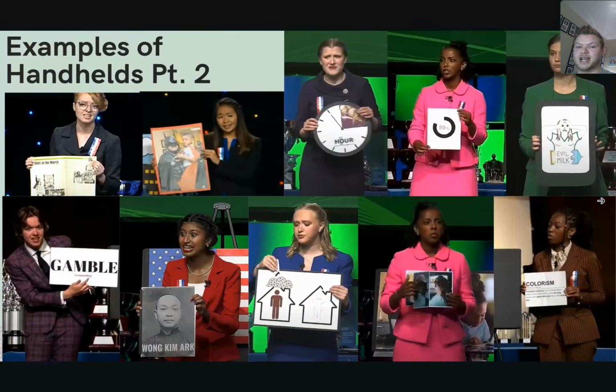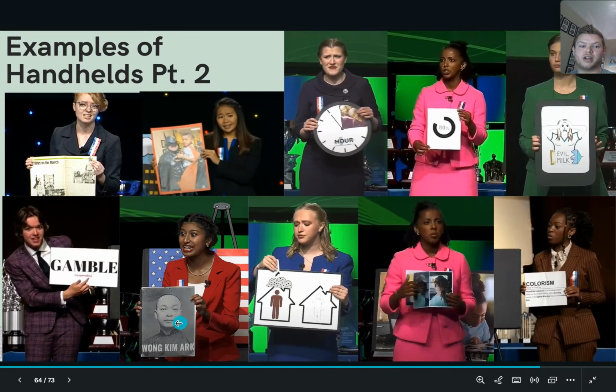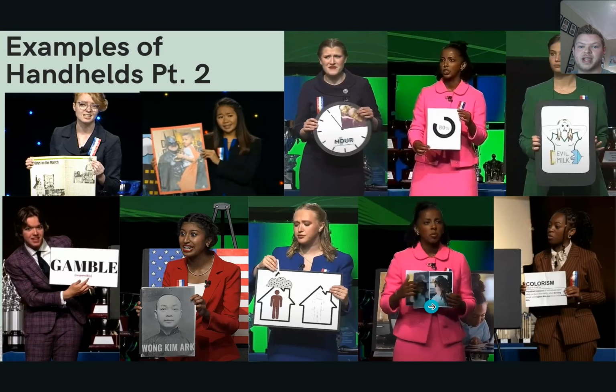Here are some more examples as well. You can see here that we've got differently shaped ones. Oftentimes they're used to show statistics or definitions. Sometimes text is better if it's just a little bit of text on a handheld than it would be on just a poster. And there's an example of the kind of flip books that I'm talking about down here with Wong Kim Ark. It's going to open up, and there's another one over here. You can see the person flipping the photo page right there as well. So those are all good examples of flip books or handhelds that are all easily observable in the playlist of NSDA final speeches that is on my channel.